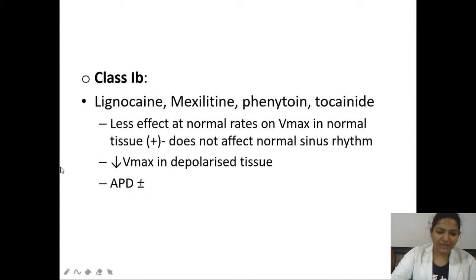Now class 1B. Class 1B consists of lignocaine, mexiletine, phenytoin, tocainide. They have less effect on Vmax at normal rates, and in normal tissue, they do not affect the normal sinus rhythm. Vmax is decreased, and action potential duration might or might not decrease, right? So these drugs can be safely given in patients with normal sinus rhythm, as they do not affect it. They will only decrease the Vmax. Effect on action potential duration is plus minus, right?